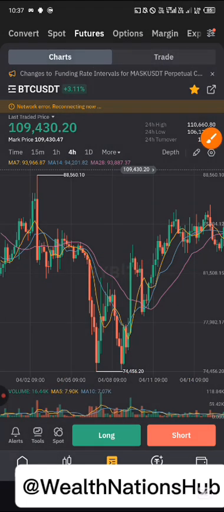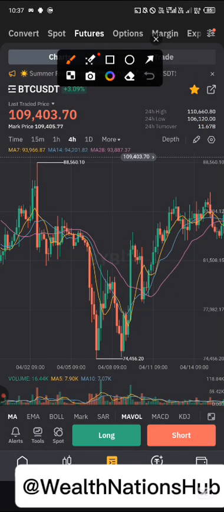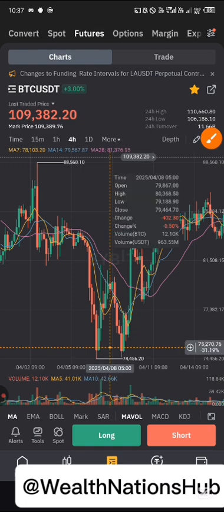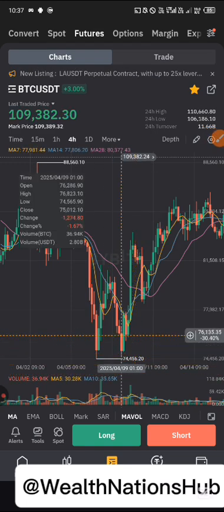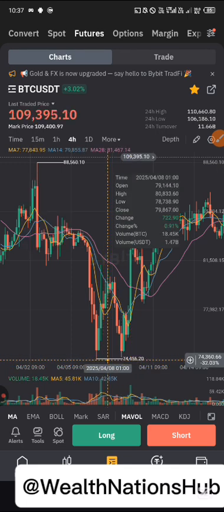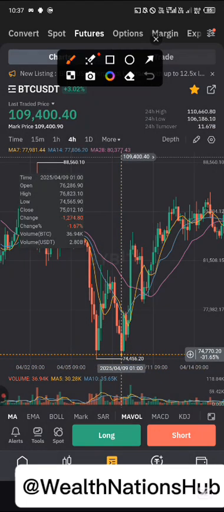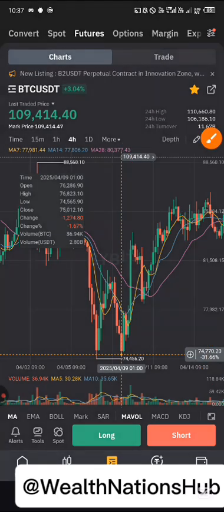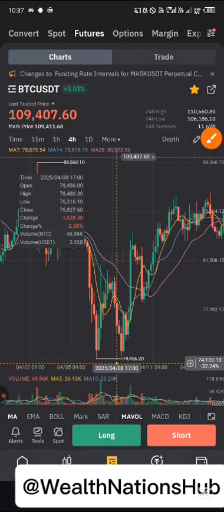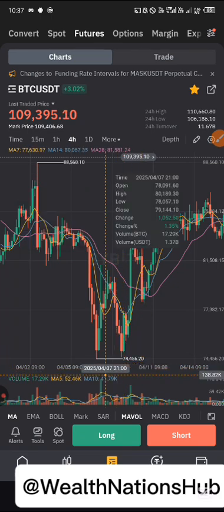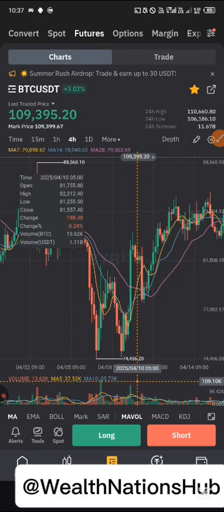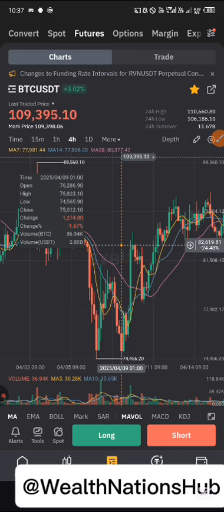Now somebody is asking me, how do I know this point? Let me show you something. You just tap the screen and a line will be drawn. You can see there is a double line here, horizontal and vertical, showing the time of entry and the price at the same time. With this line you can see where to enter, where to set your stop loss, and your take profit. It will help you mark where to place your stop loss and take profit.